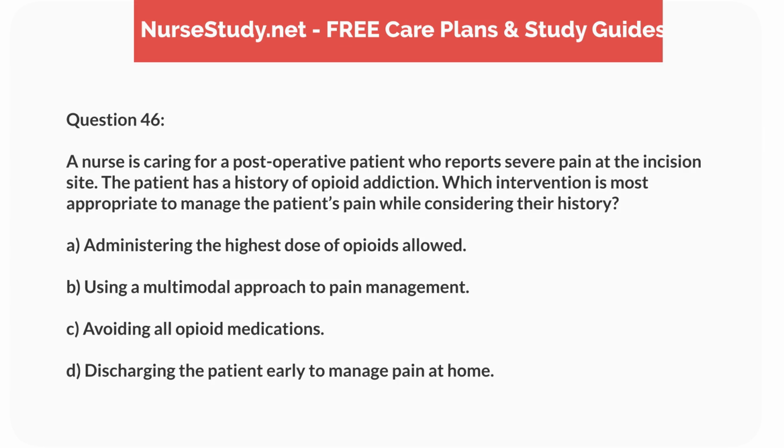Question 46. A nurse is caring for a postoperative patient who reports severe pain at the incision site. The patient has a history of opioid addiction. Which intervention is most appropriate to manage the patient's pain while considering their history? A. Administering the highest dose of opioids allowed. B. Using a multimodal approach to pain management. C. Avoiding all opioid medications. D. Discharging the patient early to manage pain at home.